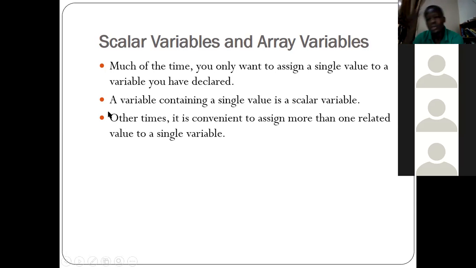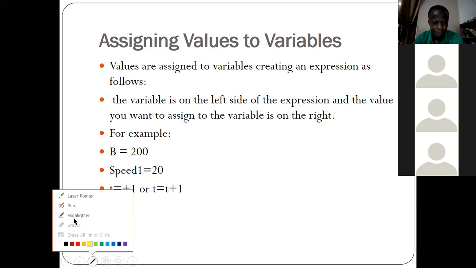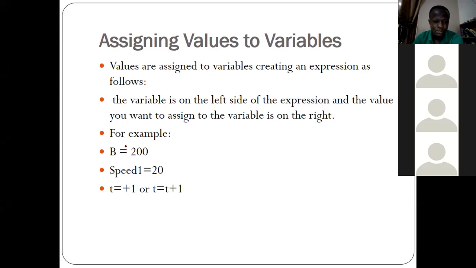An example of a variable is b here in this example. So b is a variable, and this one is a constant. So in algebra, we have variables and we have constants.